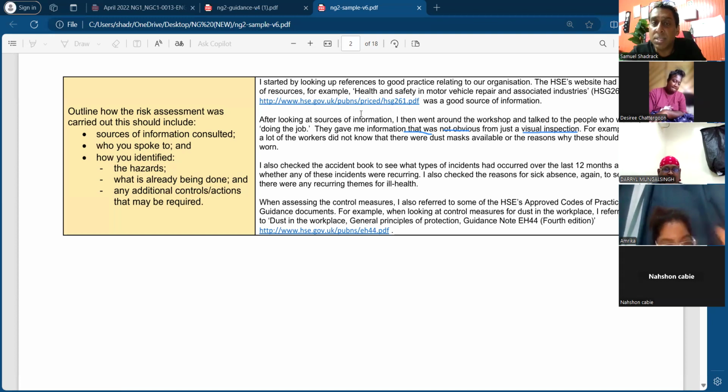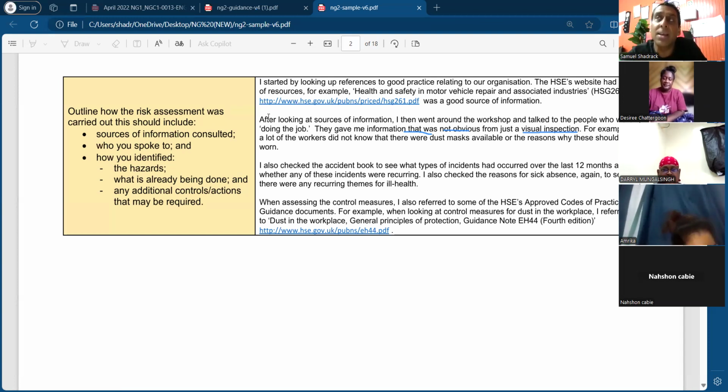After looking at sources of information, I then went around the workshop and talked to the people who were doing the job. They gave me information that was not obvious from just a visual inspection. For example, a lot of workers did not know that there were dust masks available or the reasons why they should be worn. So again, this is simple.